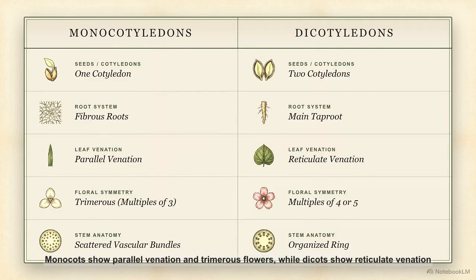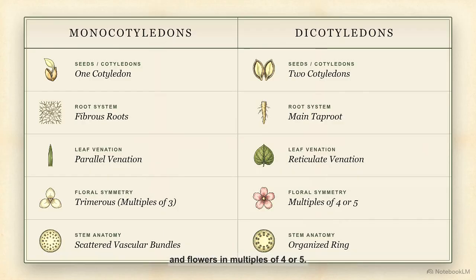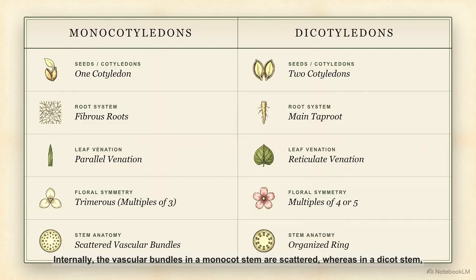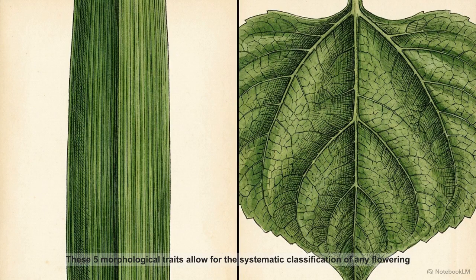Monocots show parallel venation and trimerous flowers, while dicots show reticulate venation and flowers in multiples of 4 or 5. Internally, the vascular bundles in a monocot stem are scattered, whereas in a dicot stem they are arranged in an organized ring. These 5 morphological traits allow for the systematic classification of any flowering plant.